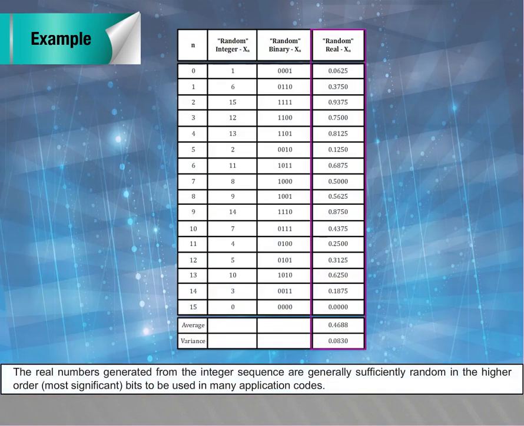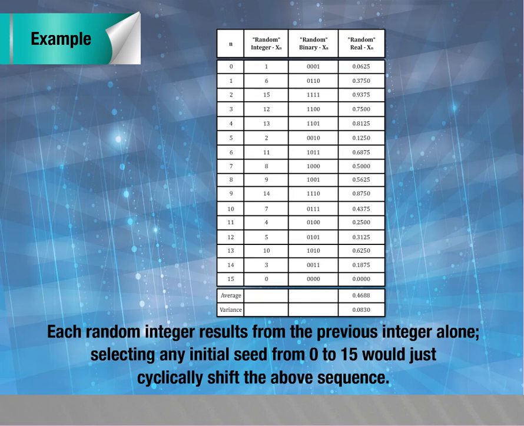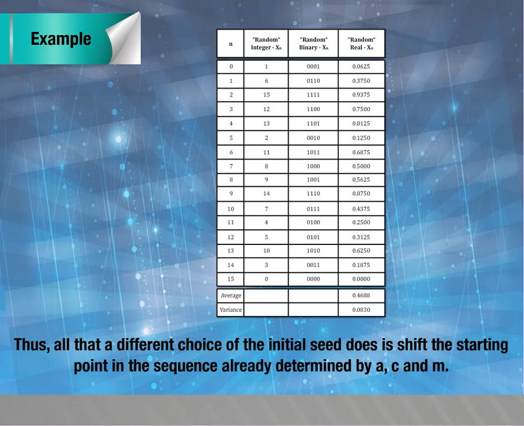The real numbers generated from the integer sequence are generally sufficiently random in the higher order, that is, most significant bits, to be used in many application codes. Each random integer results from the previous integer alone. Selecting any initial seed from 0 to 15 would just cyclically shift the above sequence. Thus, all that a different choice of the initial seed does is shift the starting point in the sequence already determined by A, C, and M.